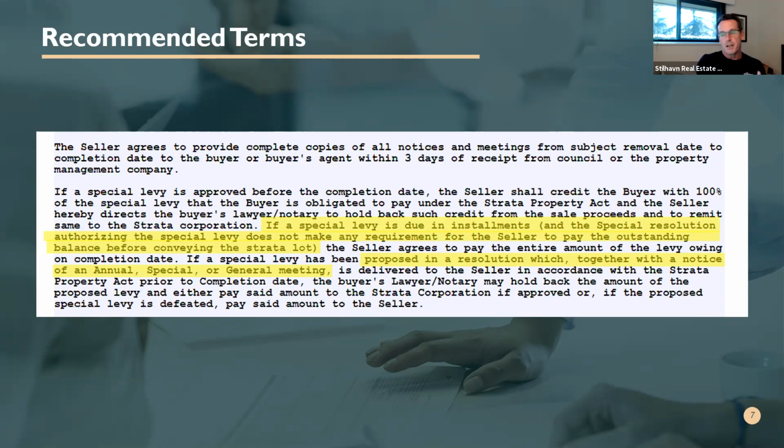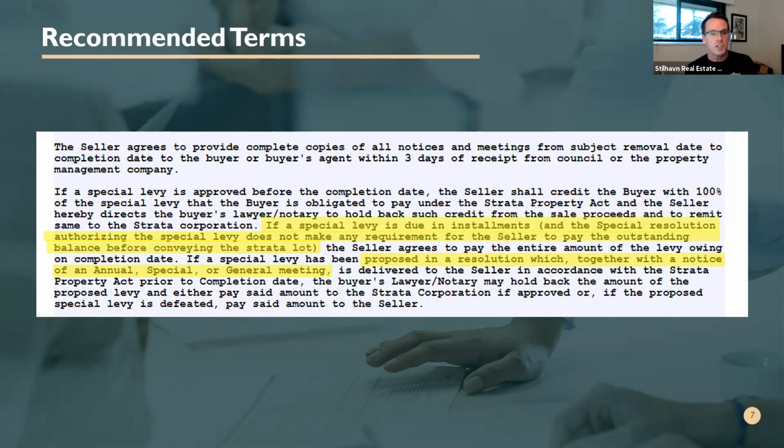But if it doesn't say that, let's say, for example, every 6 months there's a $500 levy so that they can save money for power washing, whatever. In that case, if it doesn't specify, then your buyer will be on the hook for all those $500 payments after completion. Even though it's already been approved, the payments aren't due until after completion. So that's why you want this in there, because it just protects your buyer from any special levies that are passed, regardless of if it's in installments or not.